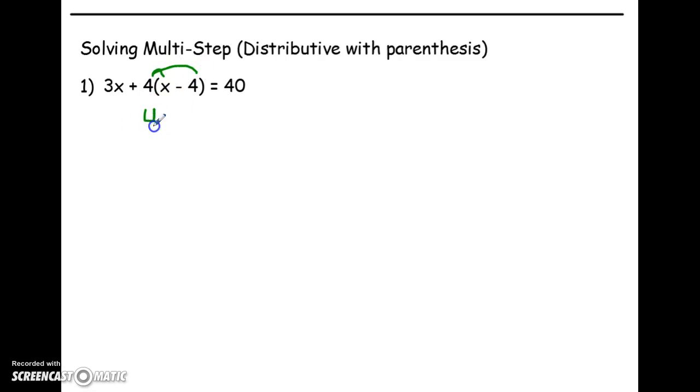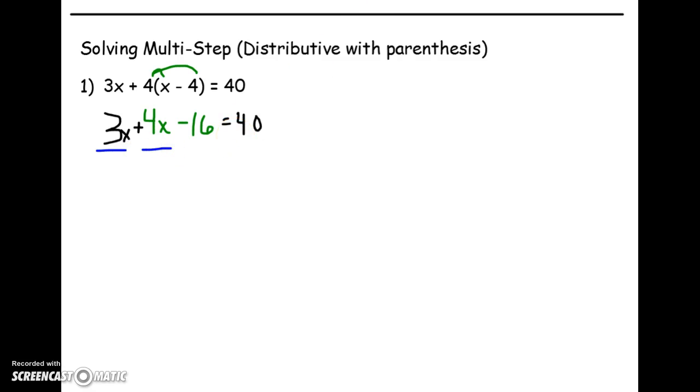When I do that, 4 times x gives me a 4x. Then I have 4 times that negative 4, which is going to give me that negative 16. Nothing else on our equation has changed so far. We are still equal to my 40, and we still have this 3x out here. Now with this we should hopefully recognize that we have some like terms here. We have this 3x and this 4x.